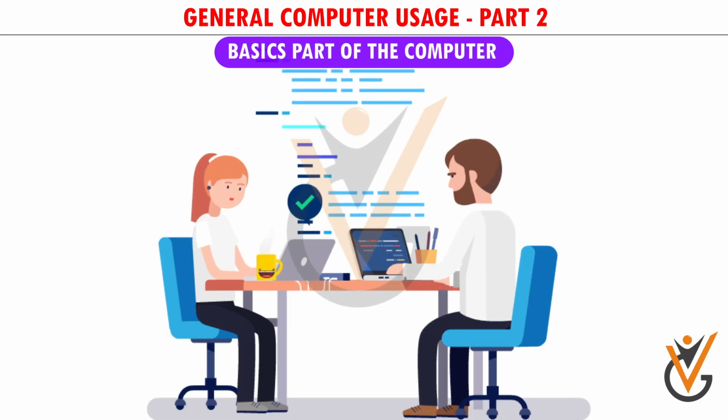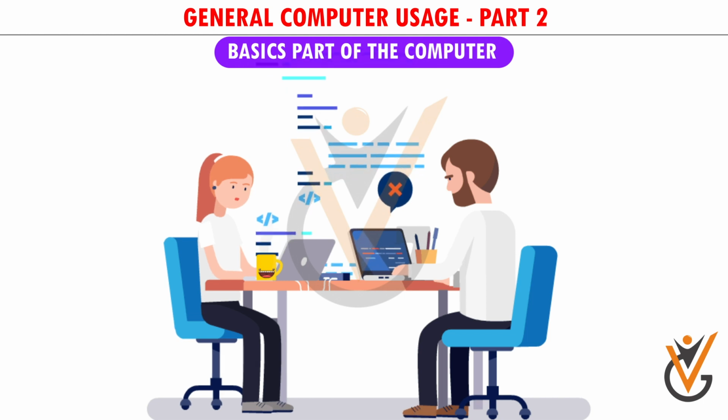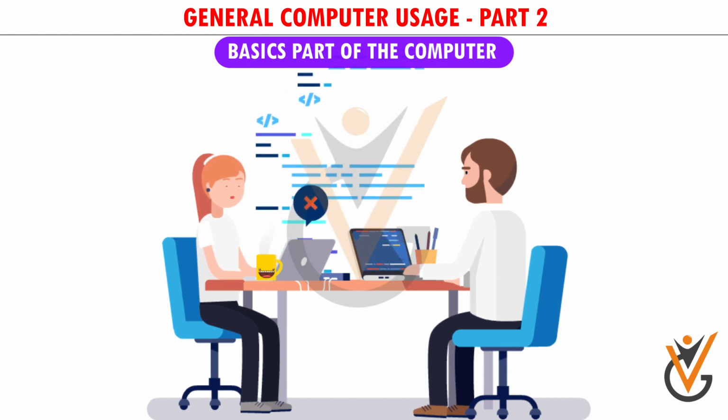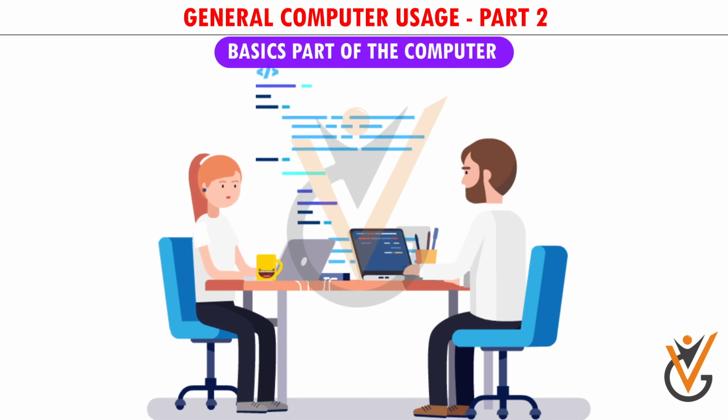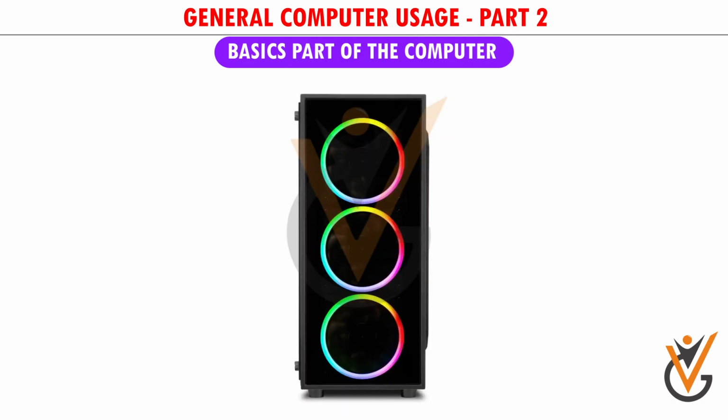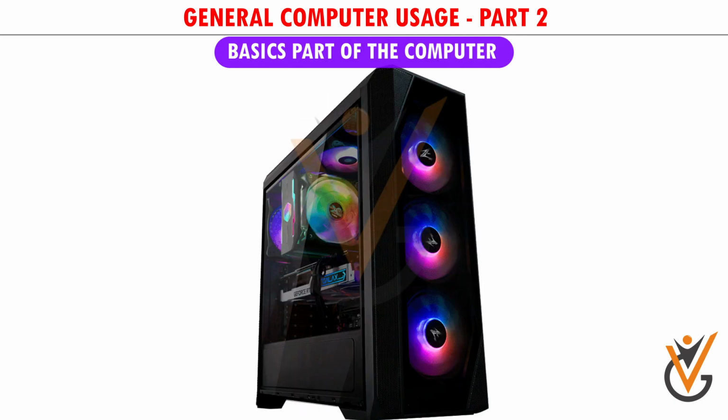Starting with a standard desktop model, the computer case holds the main components of the computer. This is where the actual processing happens. Today, most cases are what we call tower cases, which means they stand up vertically, but they can also come in other shapes and sizes.